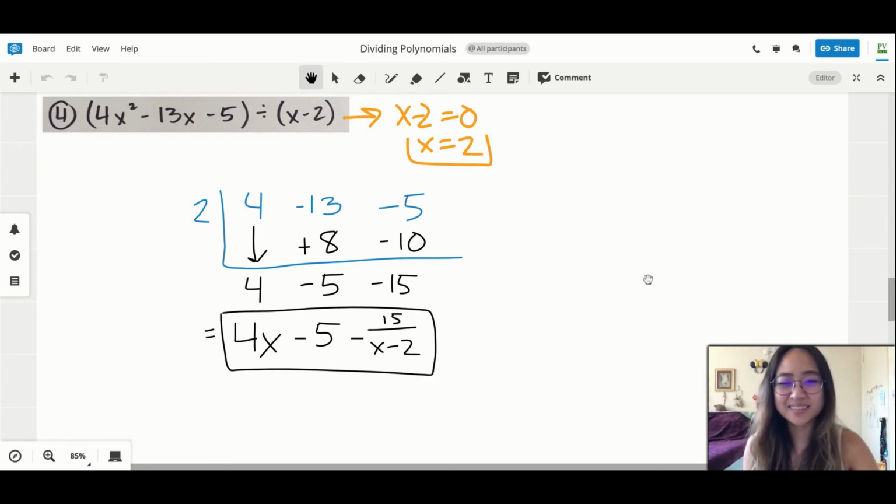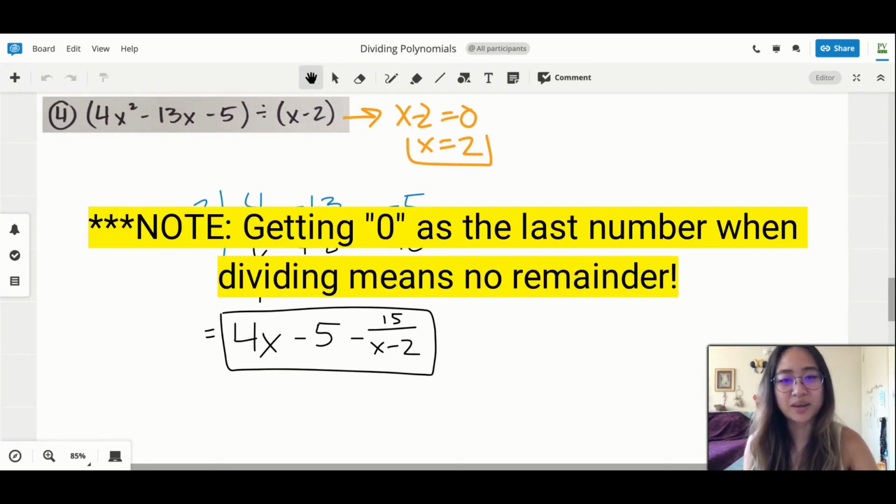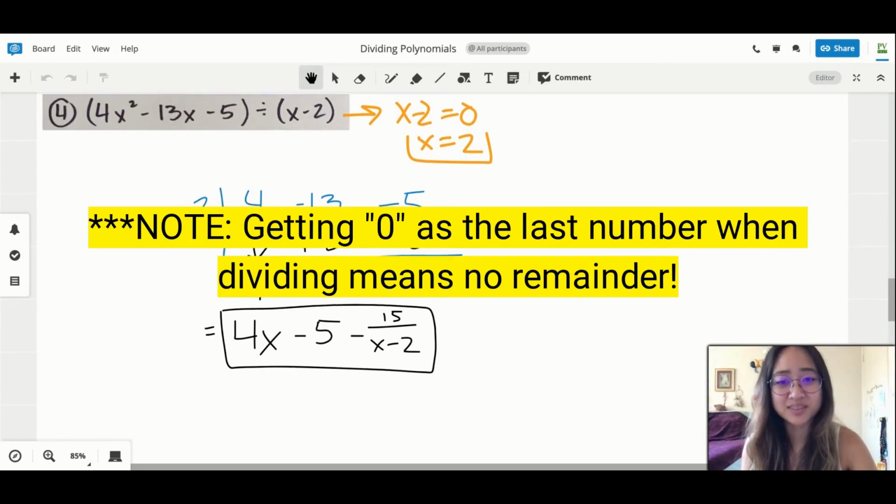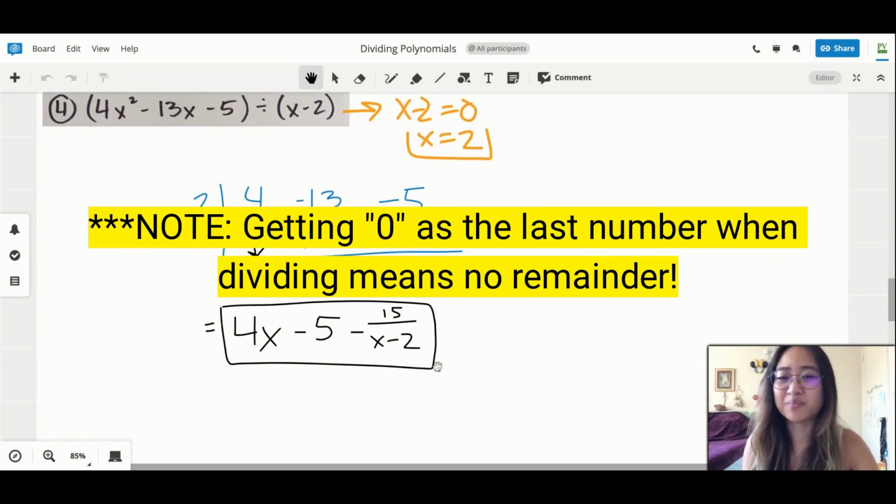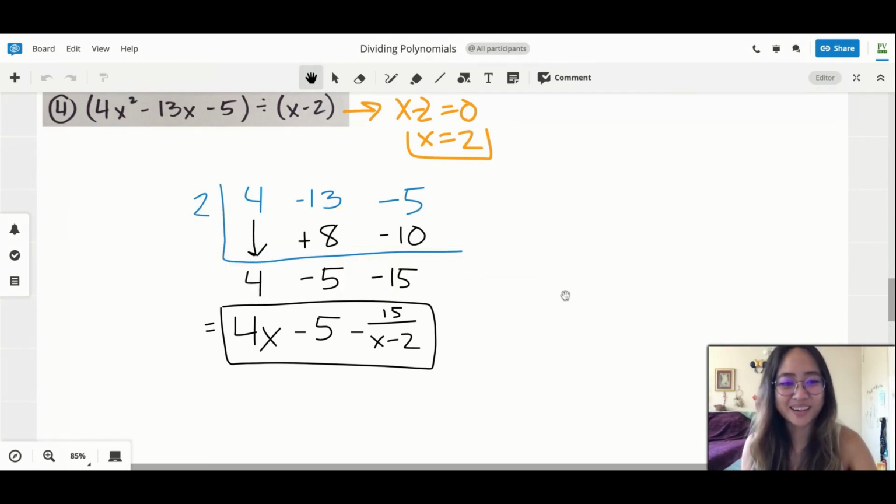And I should say too that I didn't pick any synthetic division problems that ended without a remainder. So just a reminder that if you end up with 0 in the last slot, then you won't have a remainder. So say that I had a 0 right here and it was just 4, negative 5, and a 0, then my final answer would have just been 4x minus 5. But for the sake of this video, I did pick more challenging problems, so they will all have remainders.